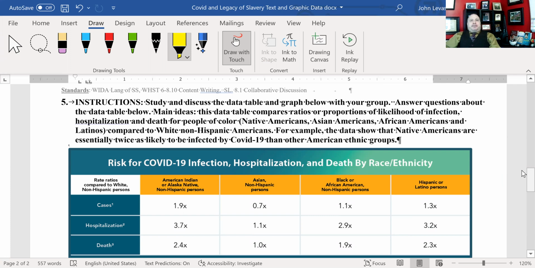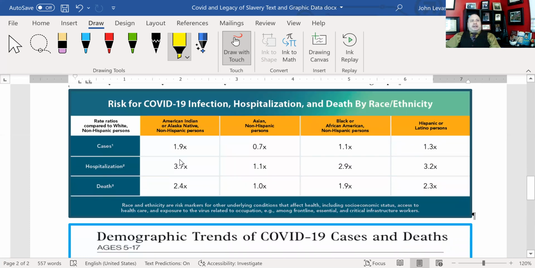Main ideas. This data table compares ratios or proportions of likelihood of infection, hospitalization, and death for people of color, Native Americans, Asian Americans, African Americans, and Latinos, compared to white, non-Hispanic Americans. For example, data show that Native Americans are essentially twice as likely to be infected by COVID-19 than other American ethnic groups. So essentially, here's that data.